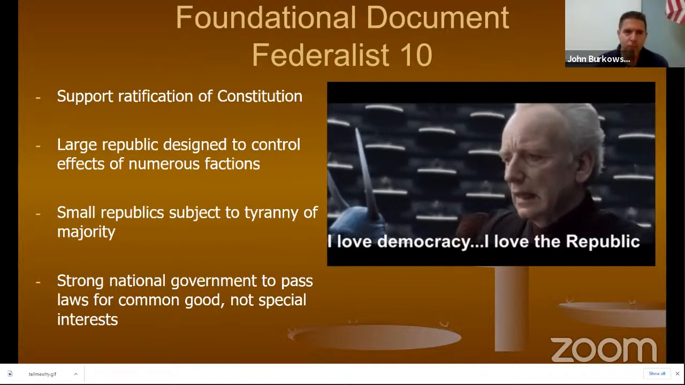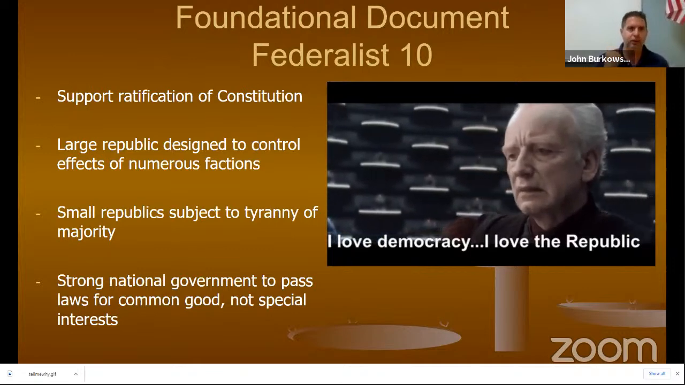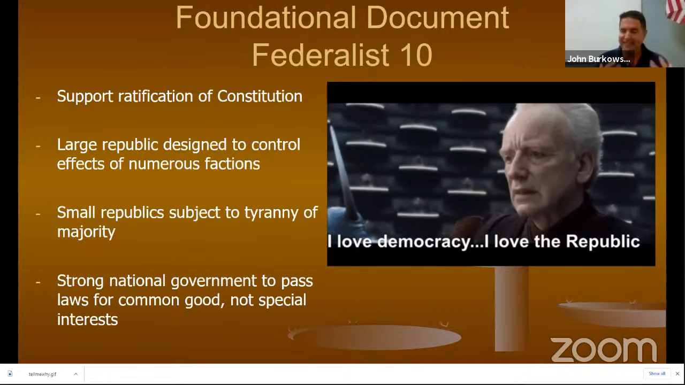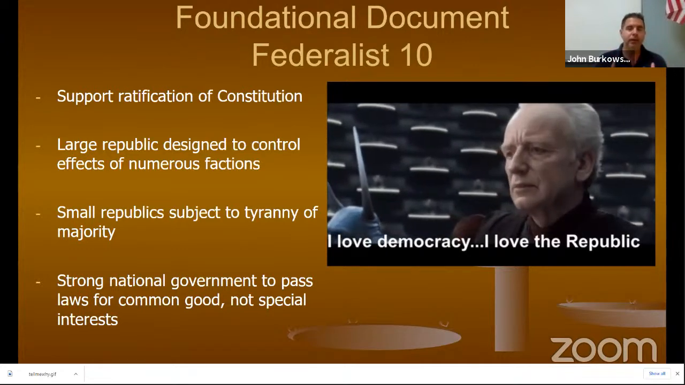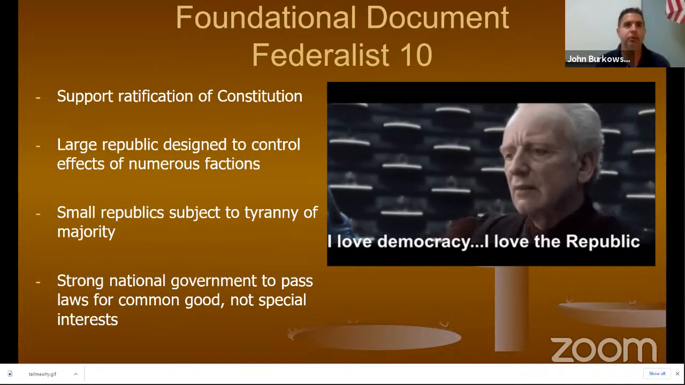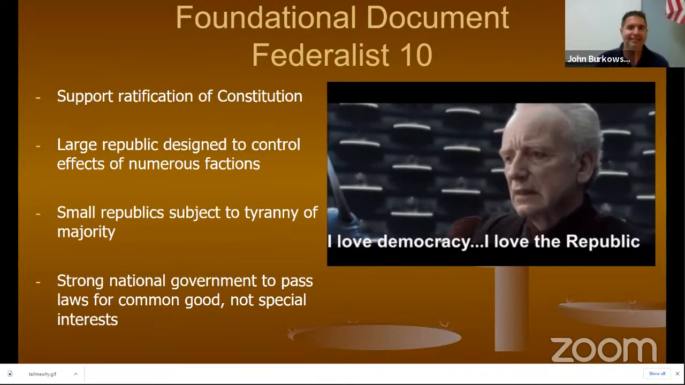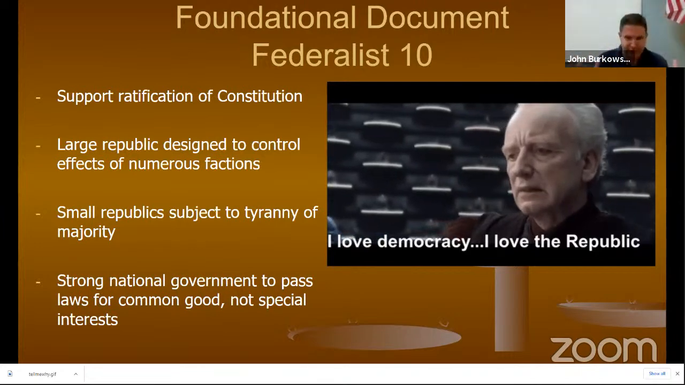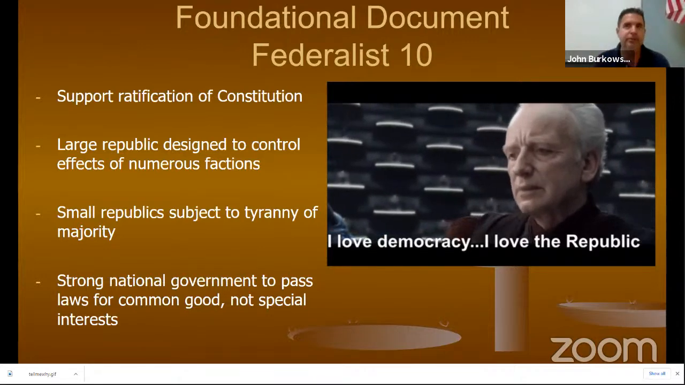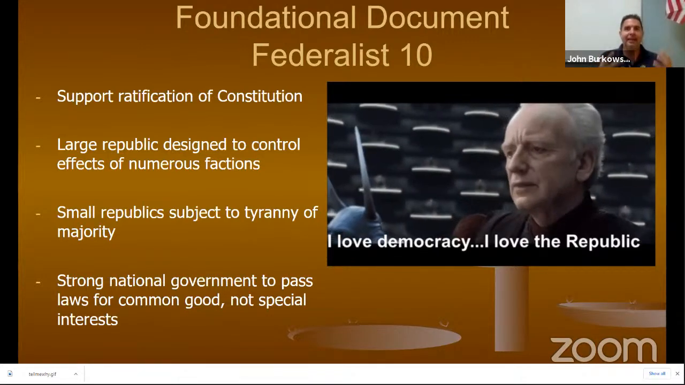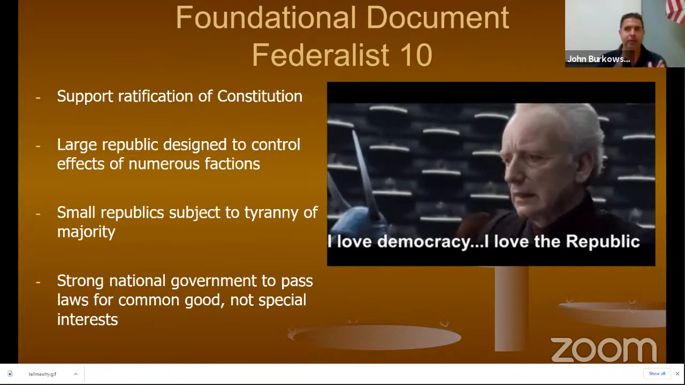So we want to ratify this Constitution. We want to understand how it's essential to ratify this Constitution, and here's why. And why is it most important? Because probably the most important political theory here. This large republic is designed to control all of these factions, right? And factions are interest groups. You could also use political parties. They're dangerous.